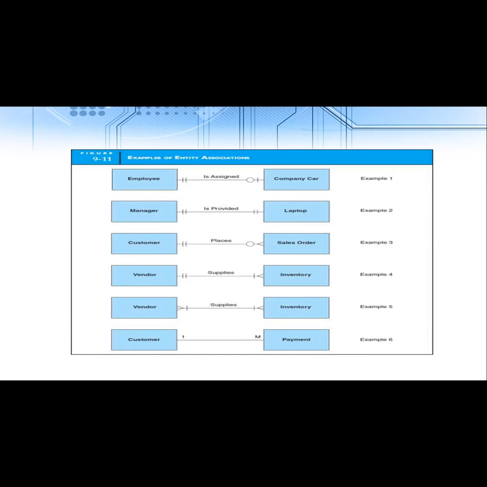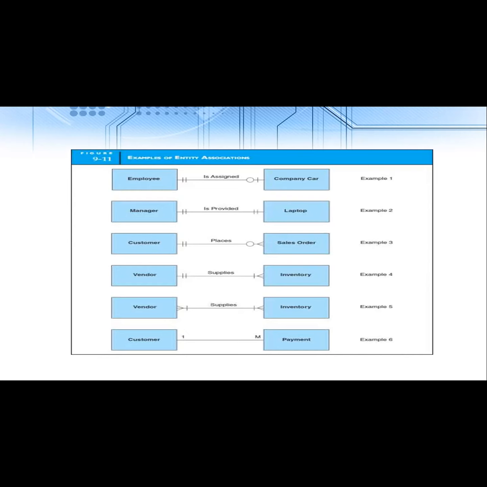Example 2 illustrates a situation in which each occurrence in one entity is always associated with one and only one occurrence in the associated entity. In this case, each company laptop computer is assigned to only one manager, and every manager is assigned only one computer. Two short lines intersecting the connecting line at both ends depict this cardinality.